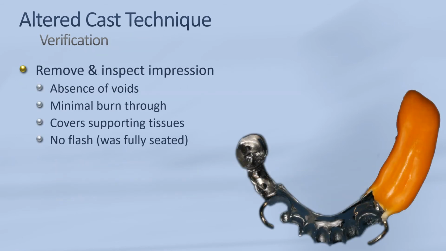After the material has set, we could remove the impression and inspect it for voids, burn through, or other problems. We want to ensure there's no flash of material under the framework. If there was flash, and if the framework was not seating fully, a new impression would have to be taken. On the lower right here, you can see an impression taken with Correcta wax, as we were discussing earlier.